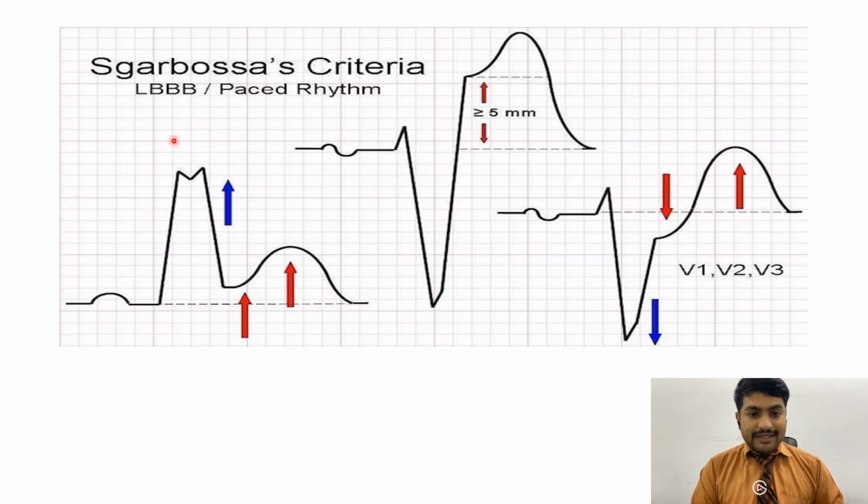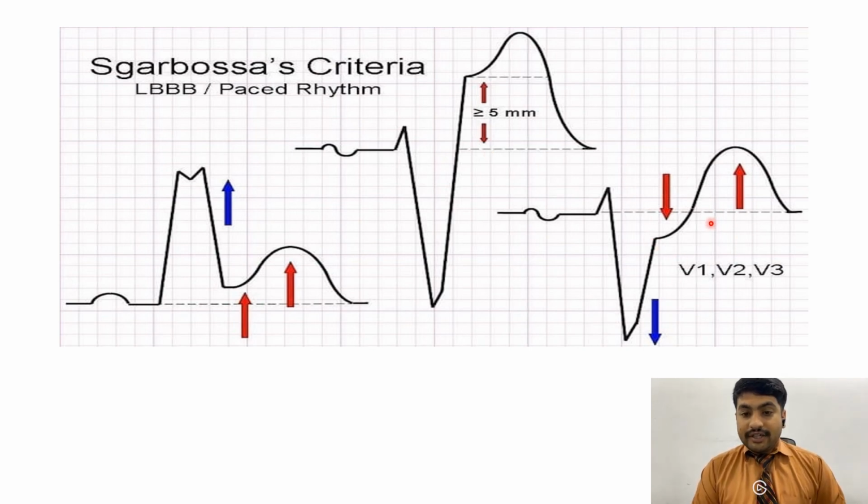So for example, this is our positive QRS complex, and if our ST segment is more than 1 millimeter elevated, then it would be significant. And how many points will it get? It will get 5 points. Our next step was discordant elevation of more than 5 mm. So if we see, the QRS complexes are going down, but our ST segment has elevation of more than 5 millimeter. So it would be significant, but it would get only 2 points.